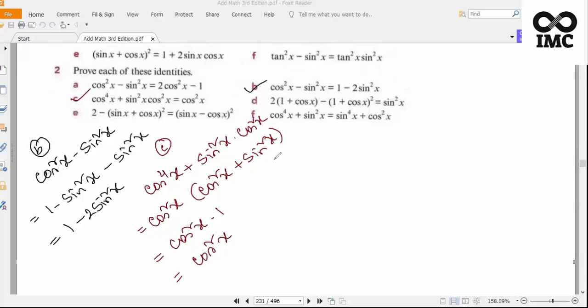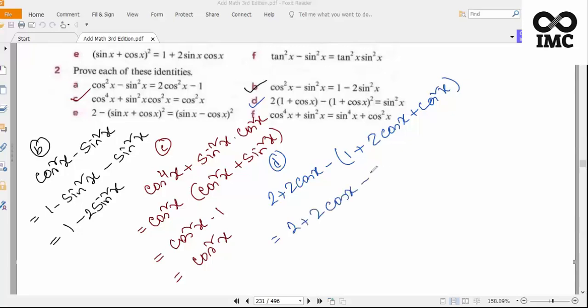Now question number D. This is 2(1 + cos x). That means 2 + 2cos x, 2 + 2cos x − (1 + cos x)². By using the algebraic identity a² + 2ab + b², (1 + cos x)² will be 1² + 2cos x + cos²x. Or we can write 2 + 2cos x − 1 − 2cos x − cos²x. So 2cos x − 2cos x will be 0. 2 − 1 will be 1 − cos²x. And we know that 1 − cos²x will be sin²x. Done.